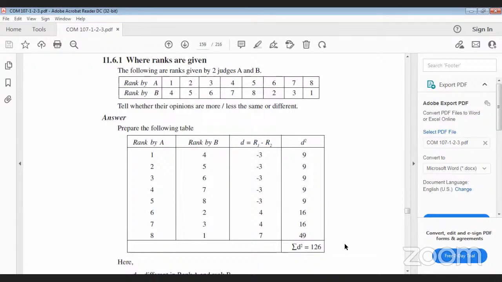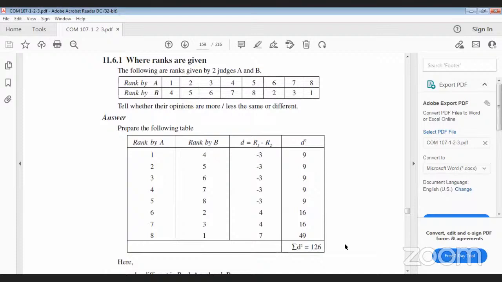Again 4 minus 7, same, we can subtract 4 from 7, and the answer will be minus 3. Then again 5 minus 8, the same: we can subtract 5 from 8, and the answer will be 3, with a negative sign. Then 6 minus 2, we can subtract it. It is 4. 7 minus 3, it is also 4. And 8 minus 1, it is 7.